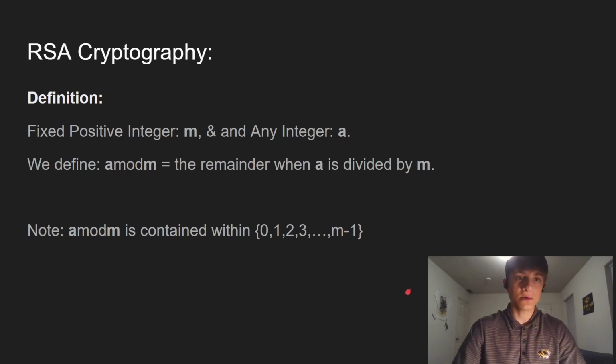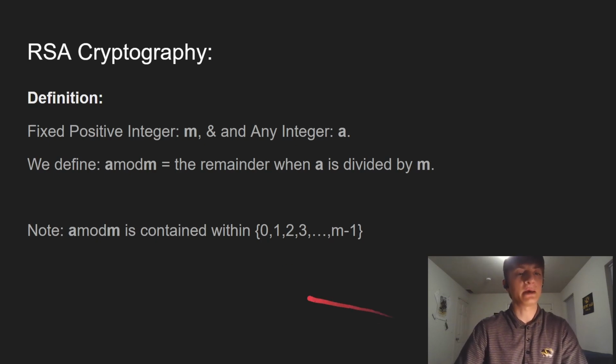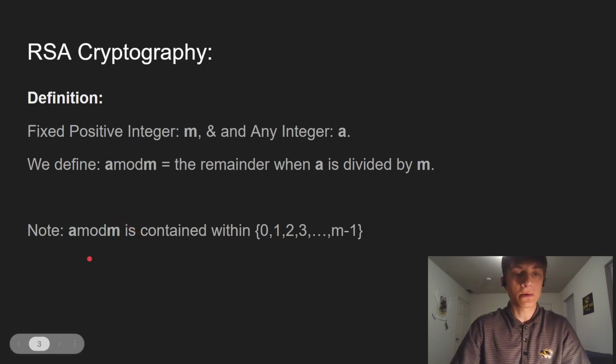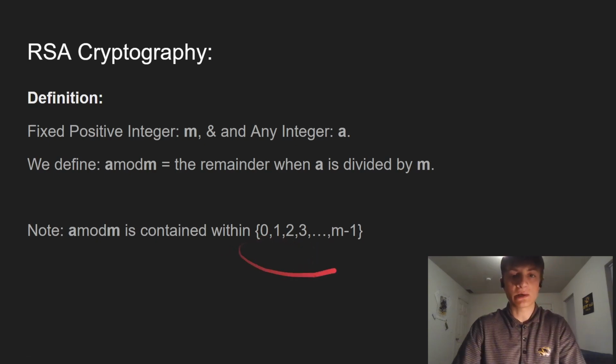So the definition is: you have a fixed positive integer m and any integer a, and a mod m is defined as the remainder when a is divided by m. And a little note, a mod m is always contained within the set 0 to m minus 1.